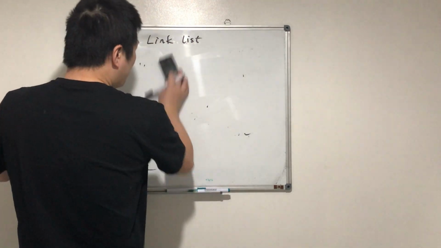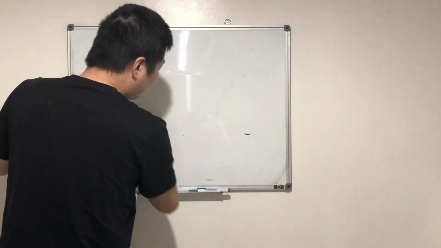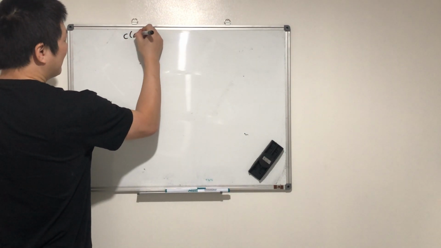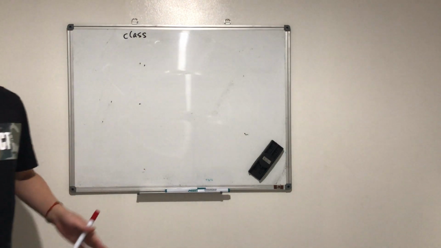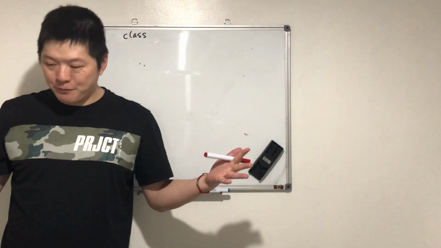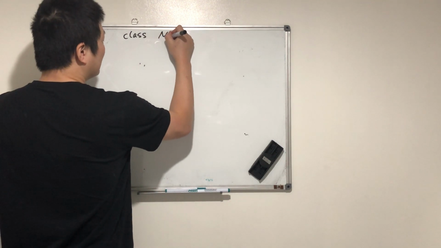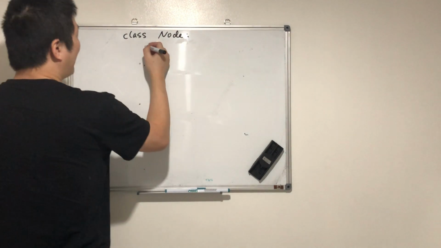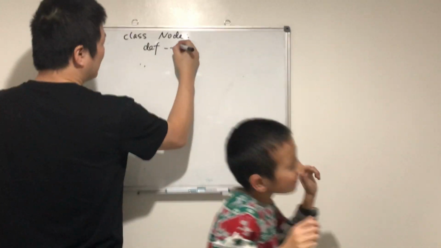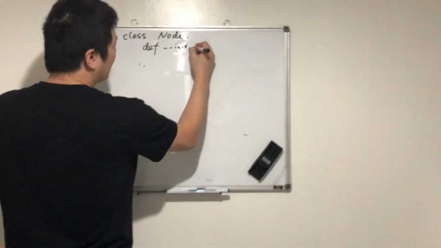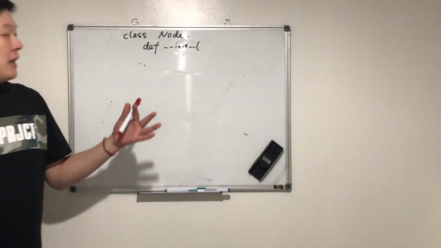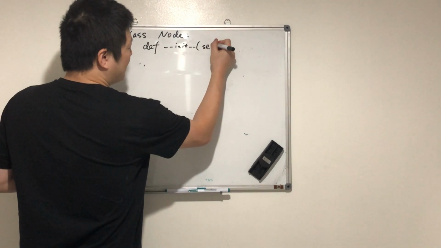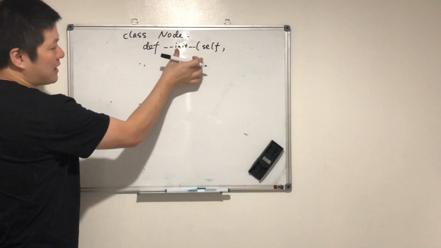So for the linked list, we have a node, and we define a node. Class, what is a class? An object template. It defines how we create new objects. Class Node. And then we define the constructor, __init__. If it's a method of the class, the first parameter is usually self. It means that this method belongs to the class.